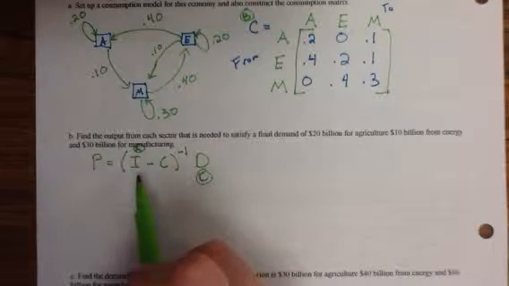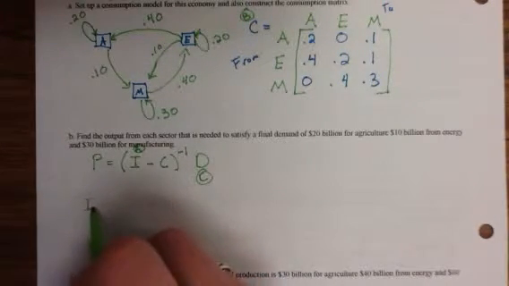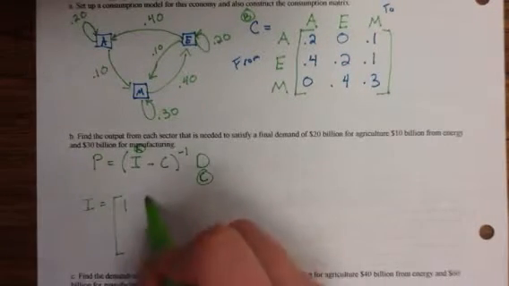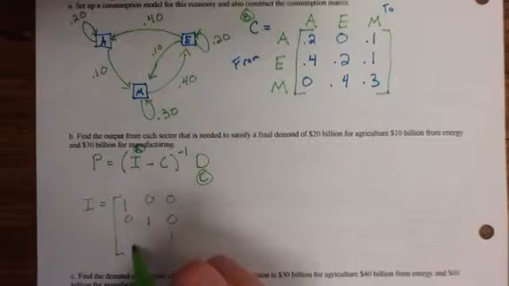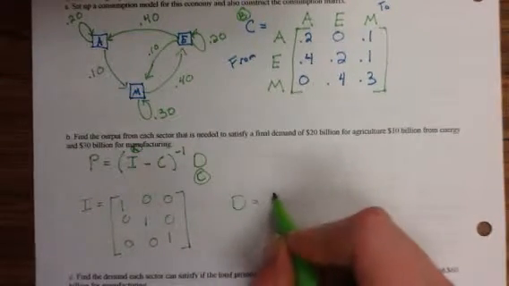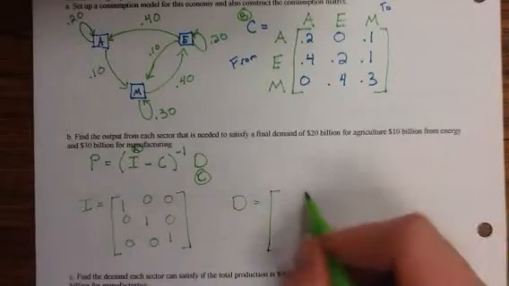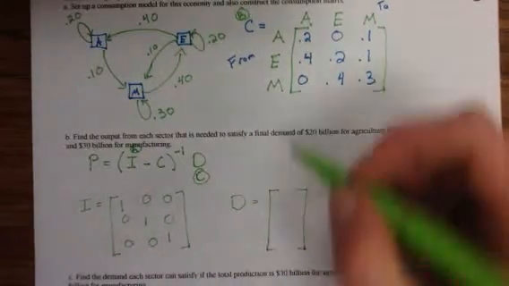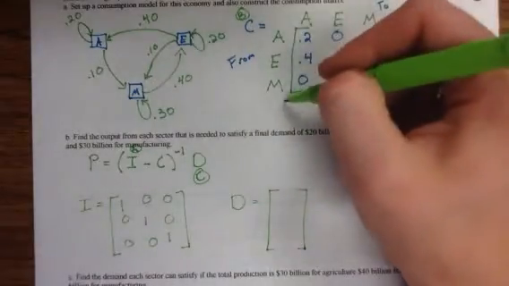So we know what the identity looks like. It's a 3 by 3 identity, so I'm going to just write that out for us just in case. The identity, diagonal of all ones, and everything else is a 0. There's our identity. So we need the demand. It's always going to be a column vector. Alright, so we're going to have 3 values, and it has to keep that same order from our consumption matrix.